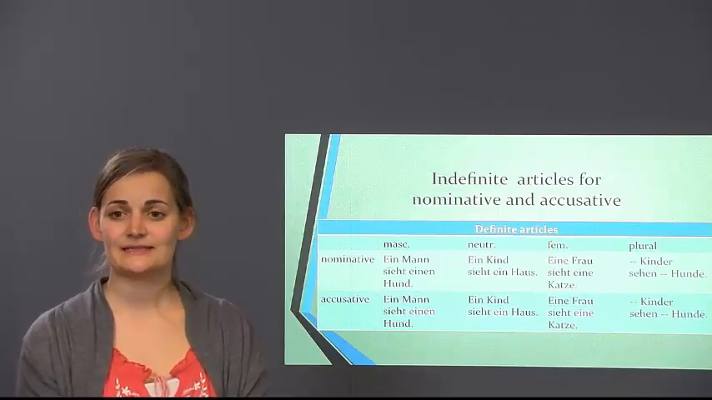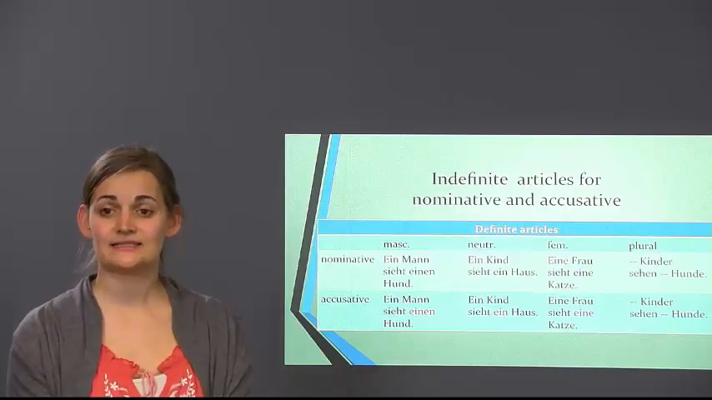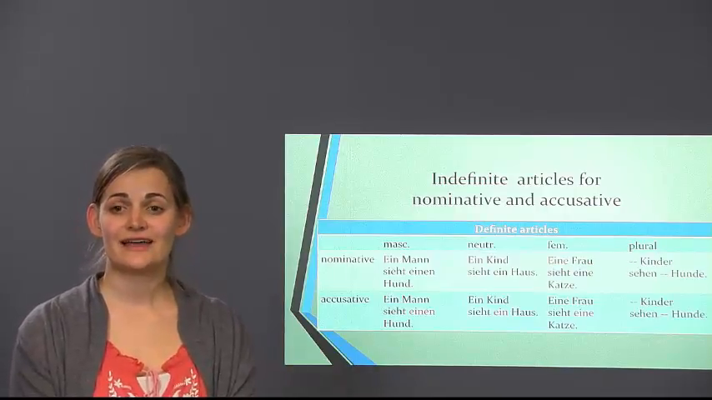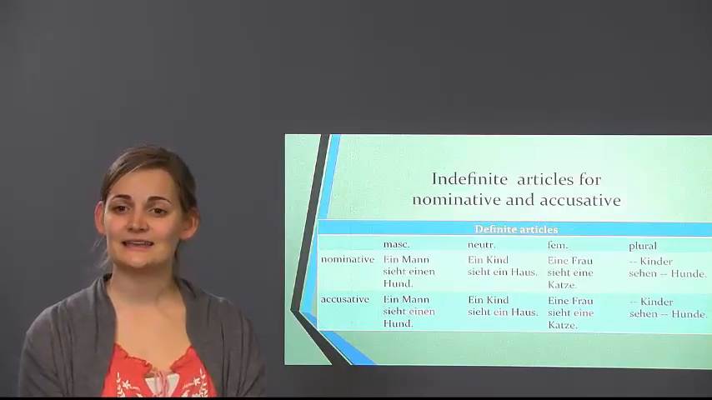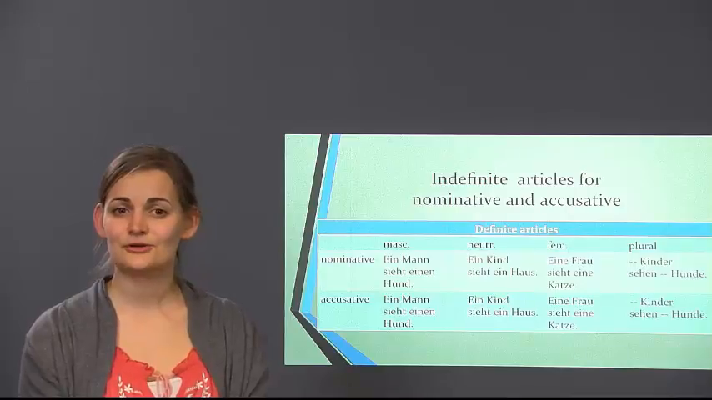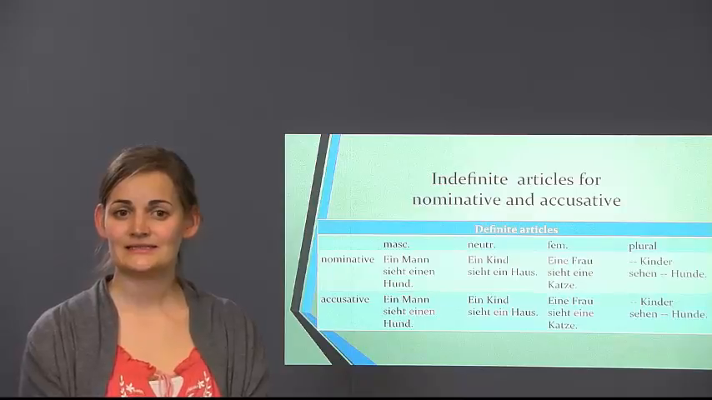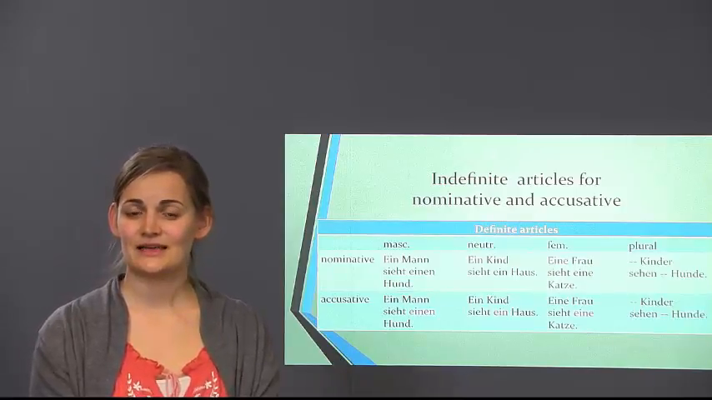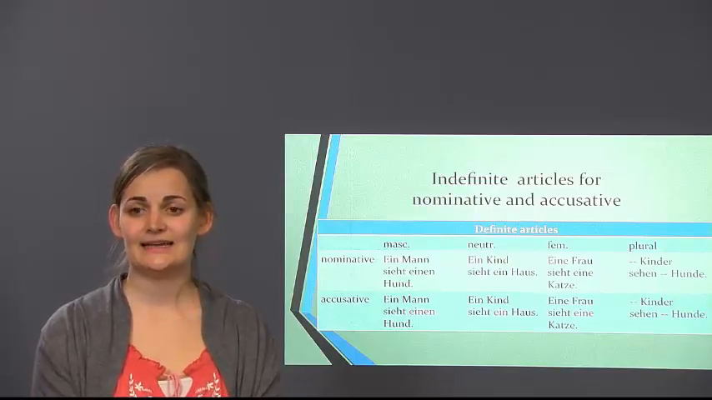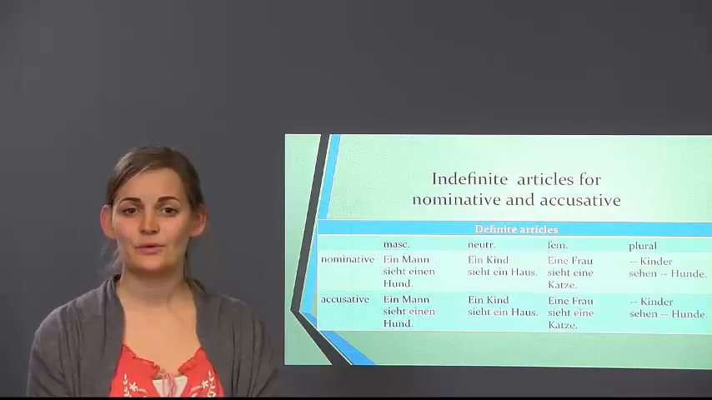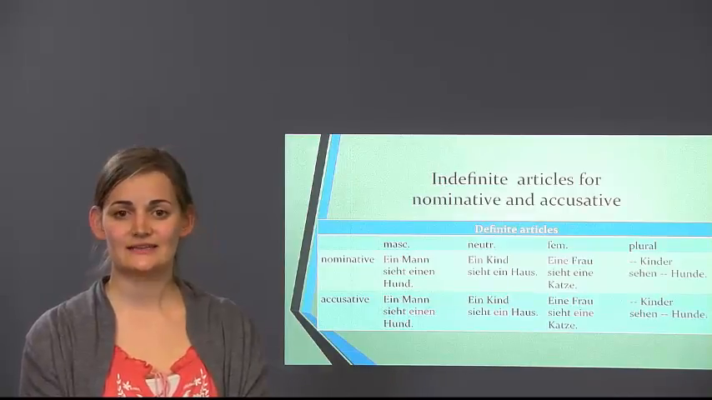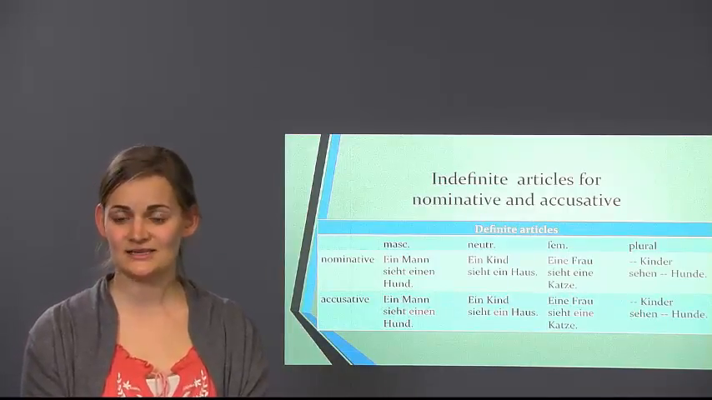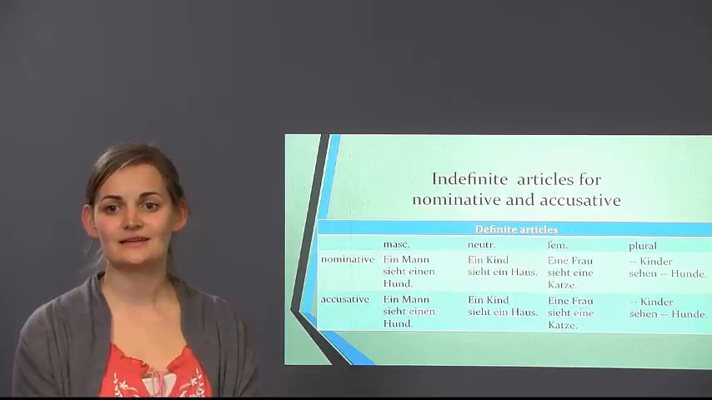Now for the accusative case, again, only the masculine article gets changed. So instead of ein Mann, you have ein Mann sieht einen Hund. For neuter, it stays the same. Ein Kind sieht ein Haus. For feminine, it stays the same. Eine Frau sieht eine Katze. And in plural, we also do not have an article, just like English. You would say kids see dogs instead of a kids see a dogs.